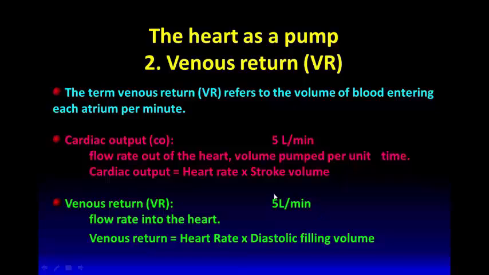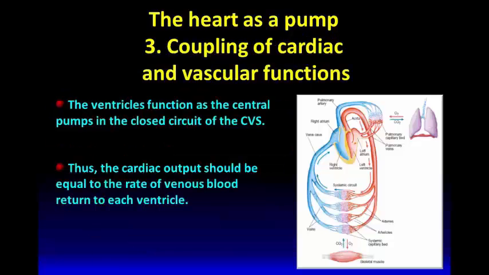As you all know from the previous lectures, the diastolic filling volume is approximately 70 milliliters in 1 heartbeat, in 1 cardiac cycle, which is essentially equal to the stroke volume in 1 cardiac cycle. Thus, the cardiac output and the venous return are equal. And this is evident when we combine and when we couple the cardiac and vascular functions.